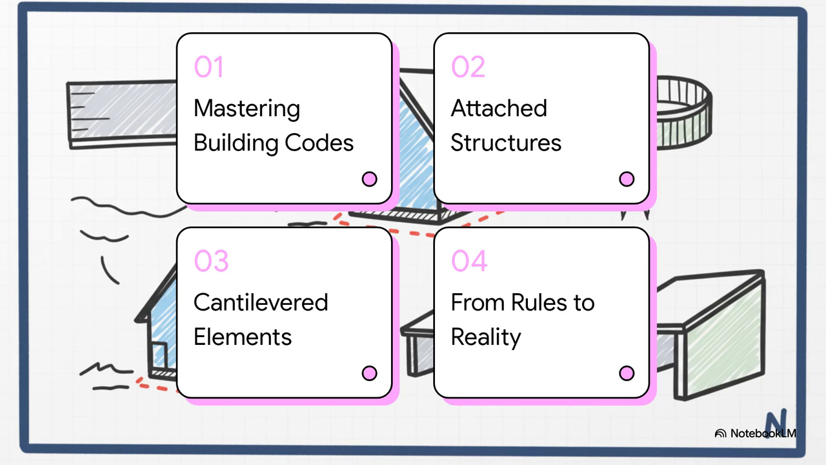So here's the game plan. We'll start with the fundamentals, just to make sure we're all on the same page. Then, we'll get into a really common trap: how things attached to your building affect the footprint. After that, we'll unpack the tricky rules for things like balconies, and finally, we're going to pull it all together and see how it works in a real-world example.